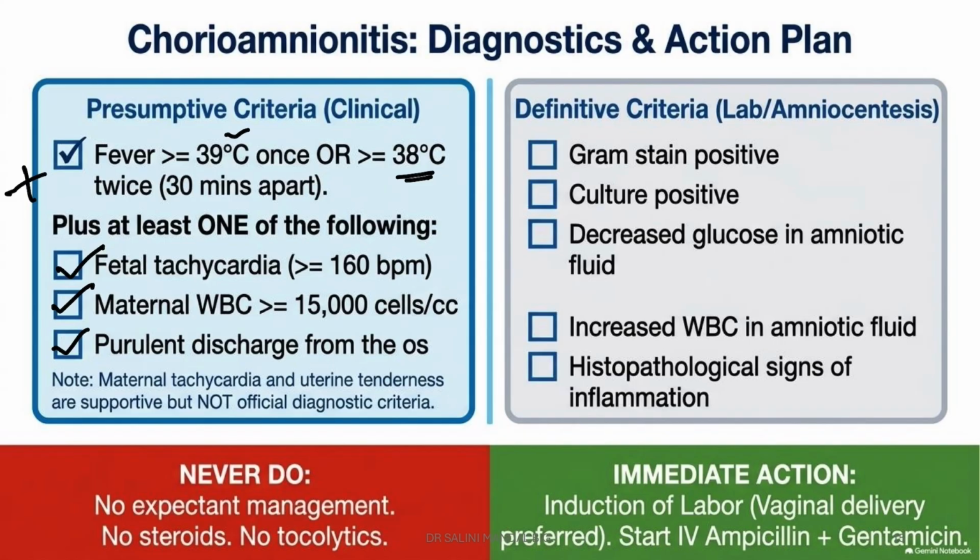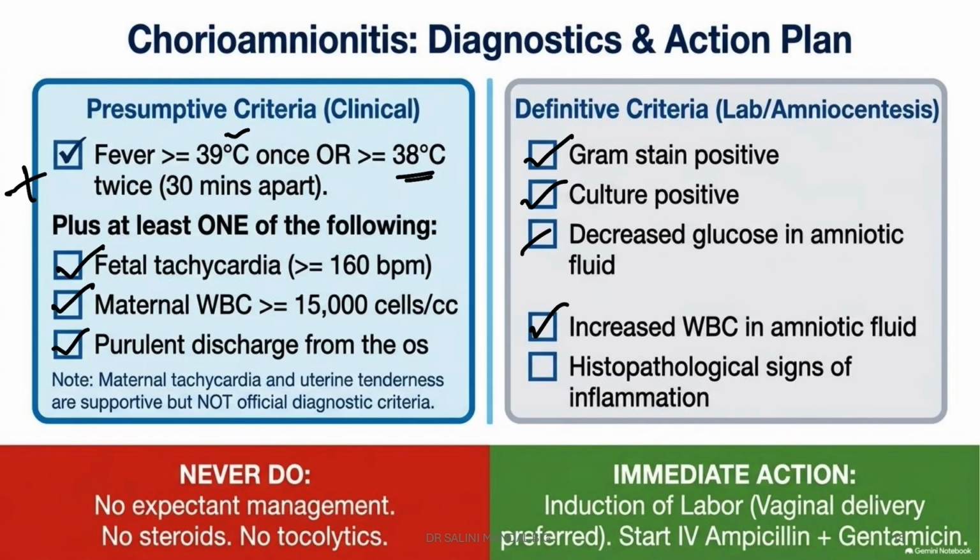But then we have something called a definitive criteria, where we send the patient for a lab investigation, amniocentesis. Over there, we find out if the gram stain is positive, the culture is also positive, decreased glucose in the amniotic fluid, increased WBC in the amniotic fluid, and also histopathological signs of inflammation. These are the definitive criteria for telling that we have chorioamnionitis.